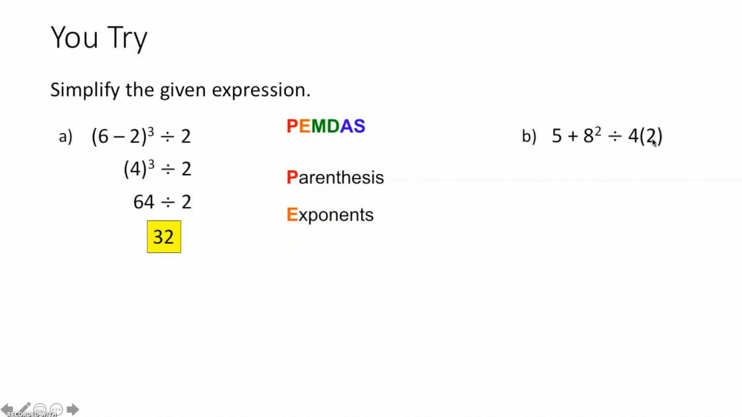So we move to the next step. Exponents. Is there an exponent? Yes. 8 to the 2nd power. What's 8 to the 2nd power? That's 64. Then we go to multiplication or division. Is there any multiplication or division? Yeah, there's multiplication here and division here.